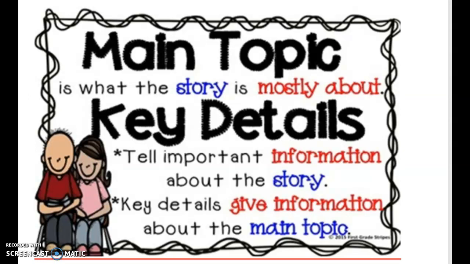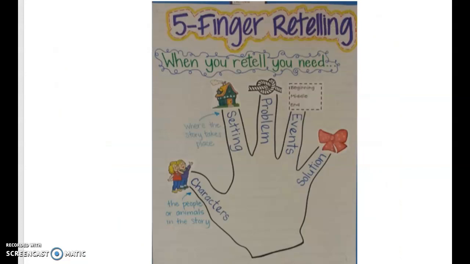So, the main topic is what the story is mostly about. The key details tell the important information about the story. The key details also give information about the main topic. Last time, we were able to use the BME strategy, the beginning, the middle, and the end. Today, I want you to use the 5-finger retelling strategy. When you retell, you need to identify the characters, the people or animals in the story, the setting where the story takes place, the problem, the events, what happened in the beginning, the middle, or the end, and the solution.